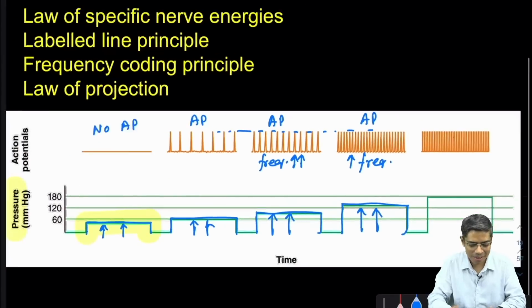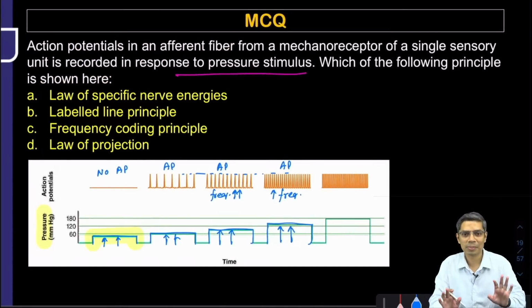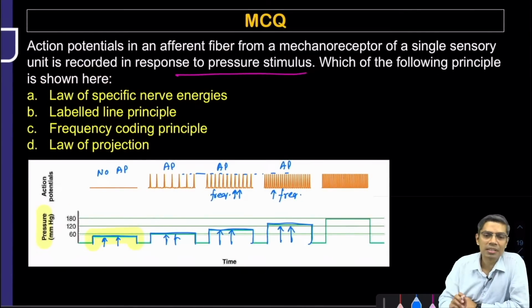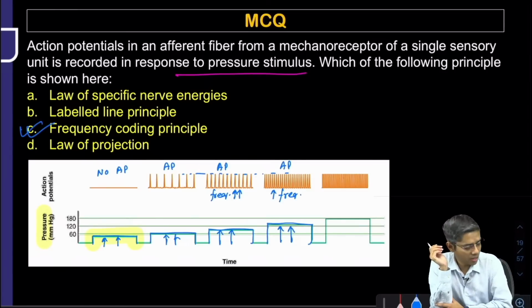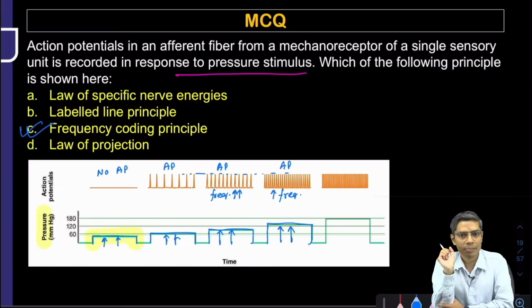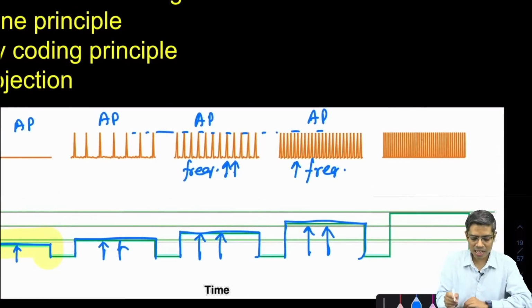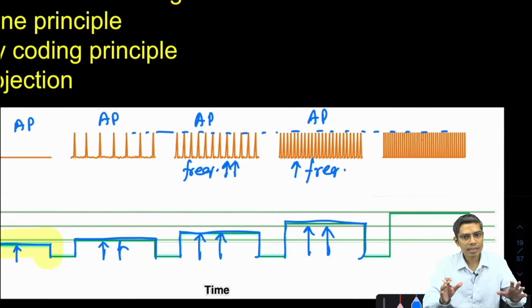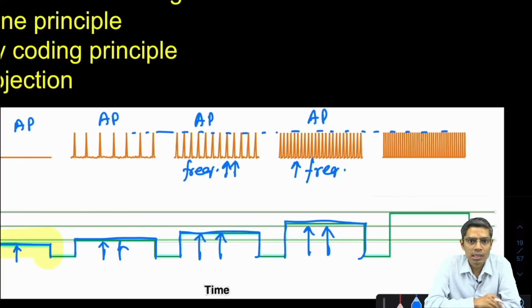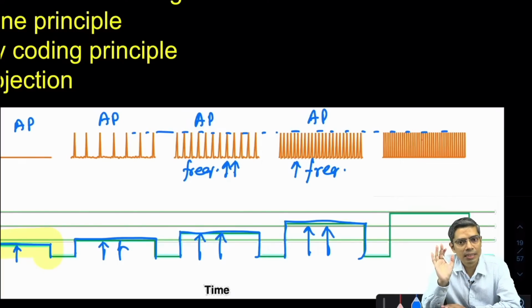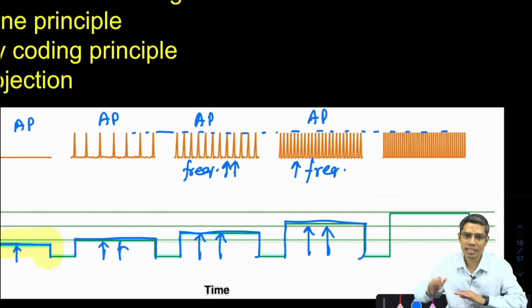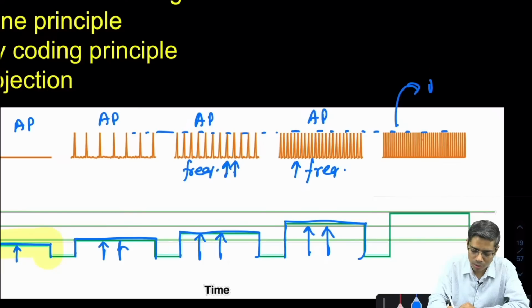So, even if you just understand this portion, you are going to give me the answer that sir, this is something related to frequency, and the answer will be frequency coding principle. This is known as the frequency coding principle, but try to understand. If I only ask which phenomenon is shown by this diagram, that whenever you are giving more amplitude of stimulus, your action potential frequency is rising but amplitude is not changing, what law is this? This is known as the all or none law.